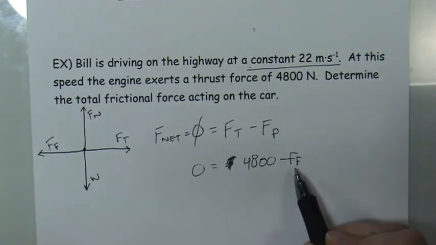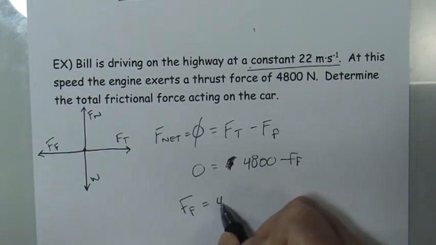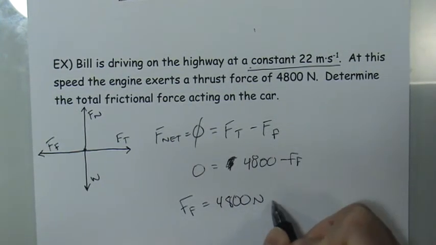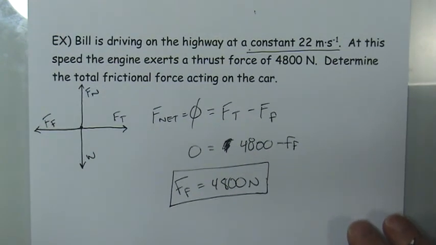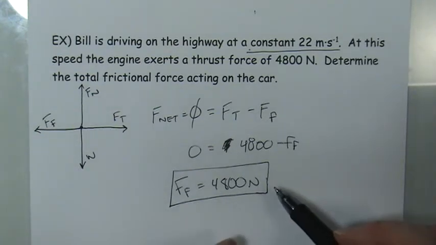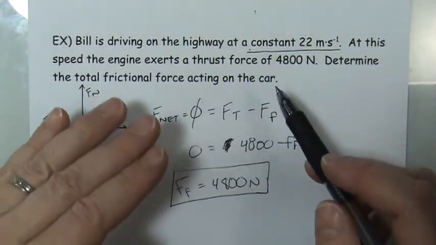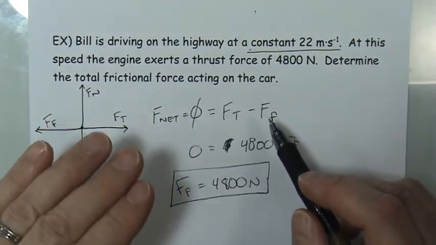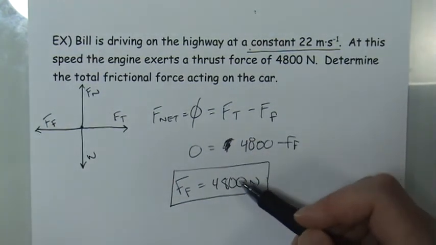In order to isolate F_f, I'm just going to add it to both sides, and it says that the frictional force must be equal to 4,800 newtons. As a math problem, that's about as simple as it can get. It's just an addition and subtraction problem, but conceptually very challenging, because there was no math to even do until I created the equation that explained what was going on with this car. By identifying all of the forces with the information that I had, I was able to figure out the frictional force.